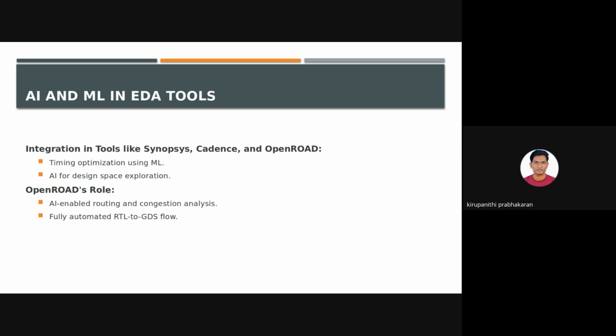End-to-end automation. OpenROAD supports the fully automated RTL to GDS flow, which means that the entire chip process from RTL coding to the final GDS layout is automated using AI and ML algorithms. This drastically reduces the time and effort needed to manually configure each step.